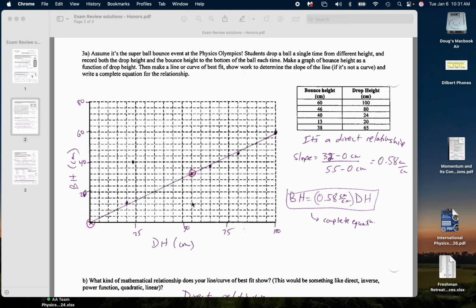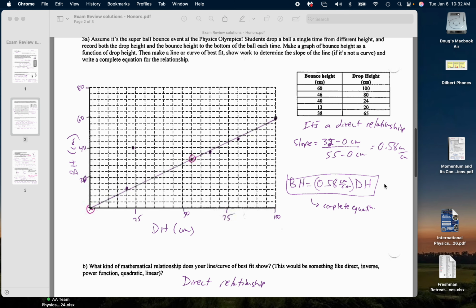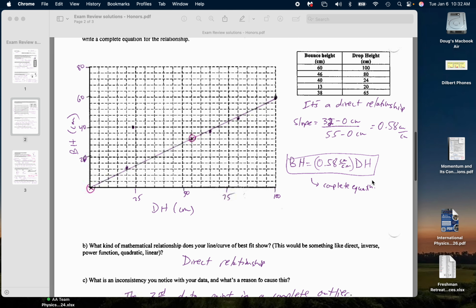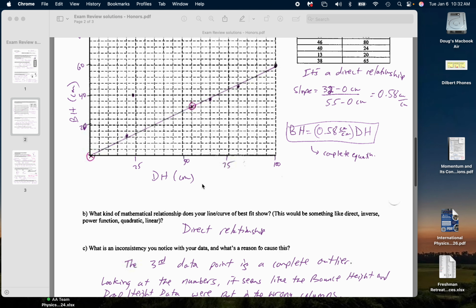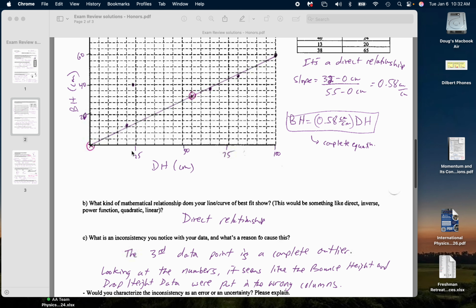My slope was 32 up here and 0, and this was 55 and 0. So 32 centimeters divided by 55 centimeters gives me 0.58 centimeters per centimeter. That's my slope, and this is my equation. Remember, dependent variable over here, independent variable over here. This would be a direct relationship because it's starting at 0 and it's a straight line.